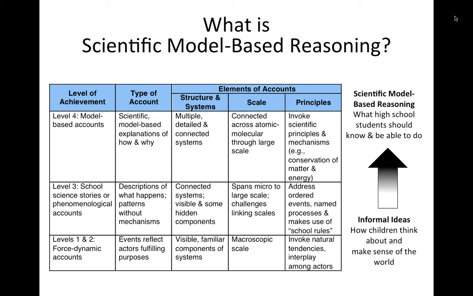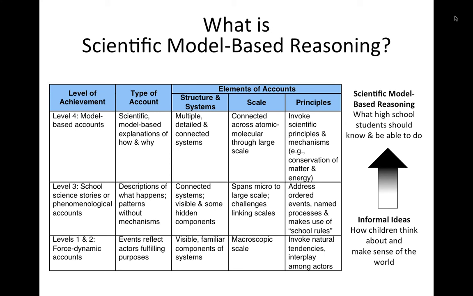So a lot of times what kids tend to do, very young kids, is use these level 1 and 2 ways of reasoning, which is that they're really thinking about what's happening in the material world in terms of actors doing stuff. So they might explain the water cycle in terms of the sun dries up the water. And so it's just invoking these notions of actors fulfilling their purposes, and there might be things that help them and things that hinder their actions.